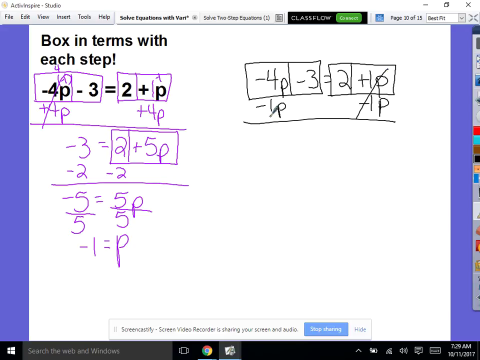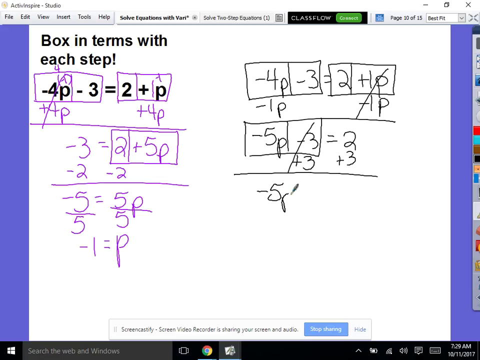So negative 4 minus 1 is negative 5p minus 3 equals 2. Let's box in those terms again. We're going to eliminate the constant on the same side as the variable. That leaves us with negative 5p equals 5. Divide by that coefficient and conquer that equation. P equals negative 1.